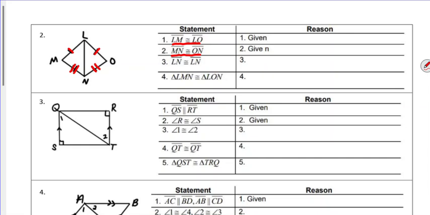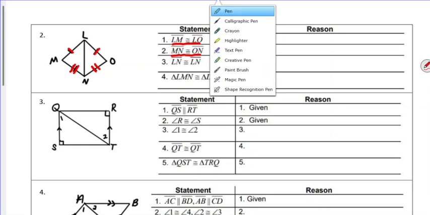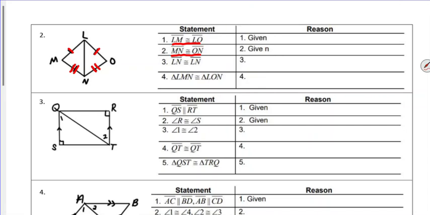And then my next statement is that LN is congruent to itself, which might seem silly to say. But it is the third side. That's really what we need. We have a side, and another side. That's really what we're trying to get to. We're going to say that LN is congruent to itself, and this is called the reflexive property.